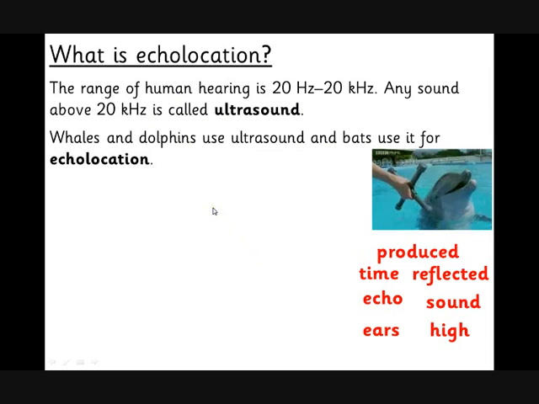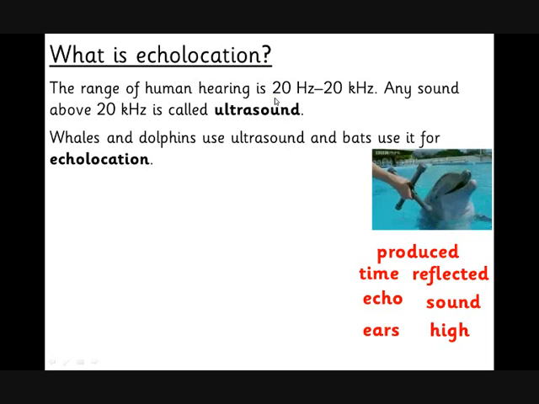So we can start using sound, particularly in this part, in echolocation, which tells you what it is. Echo, the reflection of a sound. Location, finding where something is. So we're finding out where things are by the reflection of sound, and this uses ultrasound.